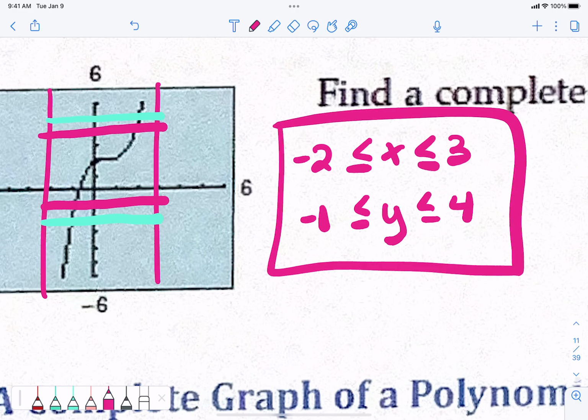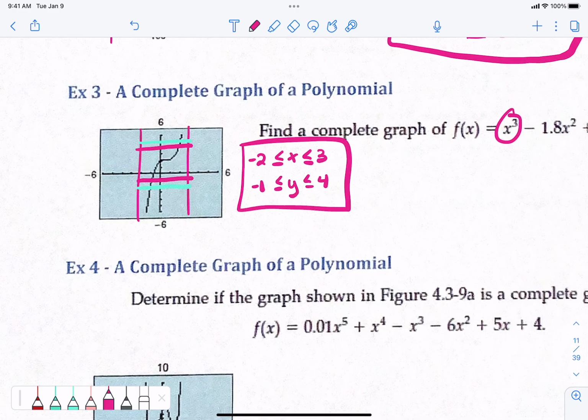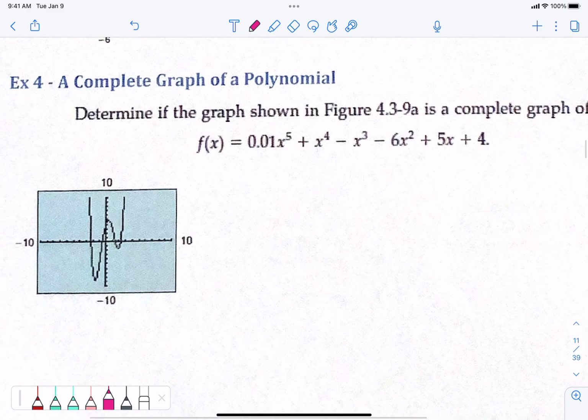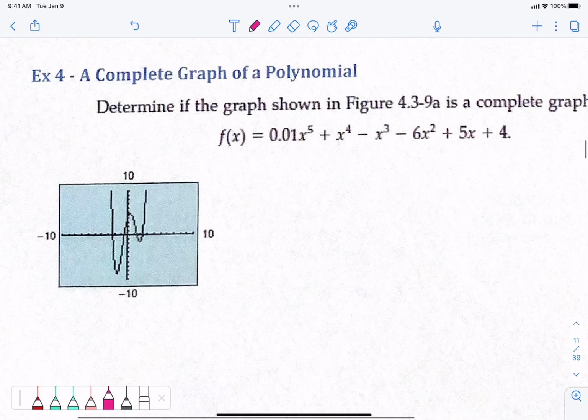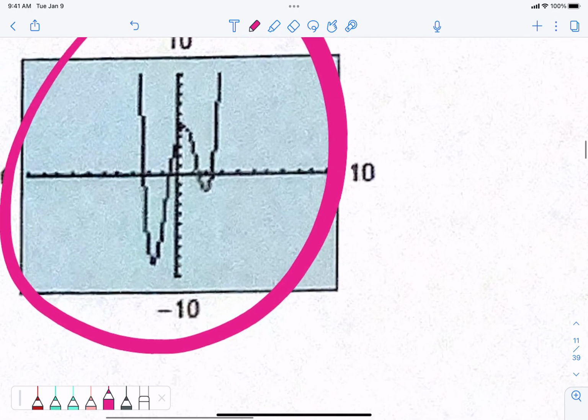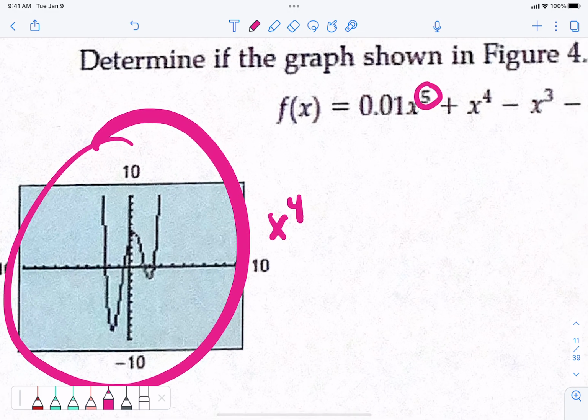So, I mean, this is debatable. You could have gone negative 1 to 5 instead. But as long as you have a complete graph and you can see all of the important features of the graph, all right? Determine if the graph shown in this figure is a complete graph of this thing. What does this thing look like? What parent function? He looks like a W. He looks like an x to the fourth power. What is he actually? X to the fifth power.